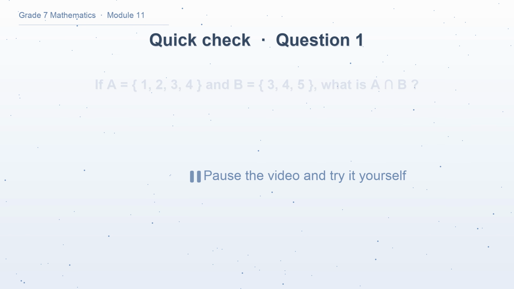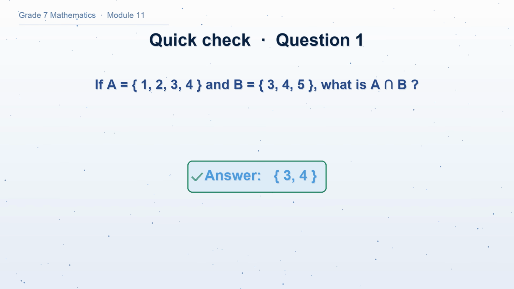Here is the first question. If A is {1, 2, 3, 4}, and B is {3, 4, 5}, what is A intersection B? The intersection keeps only the elements that are in both sets. 3 and 4 appear in each, so A intersection B is the set containing 3 and 4.